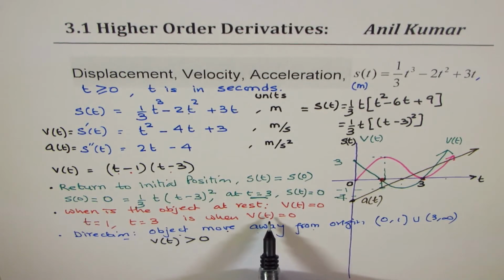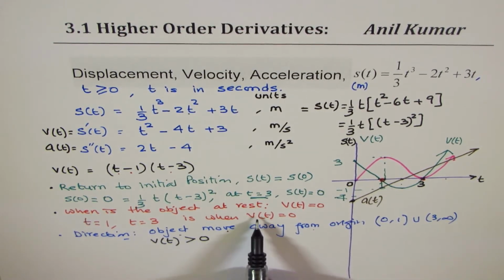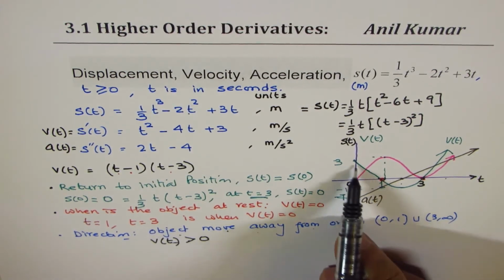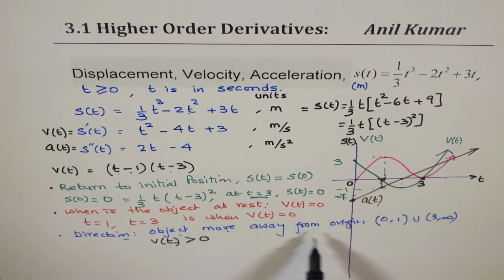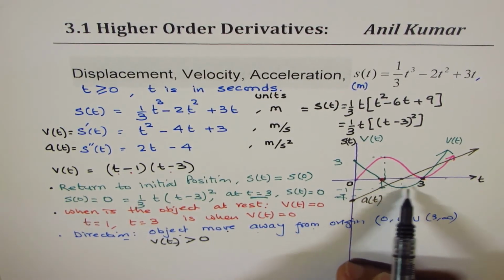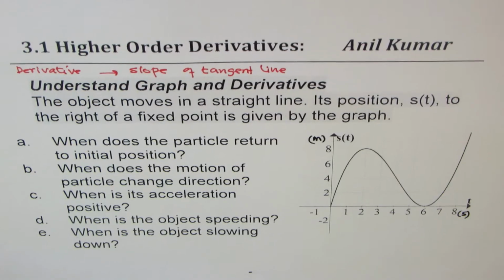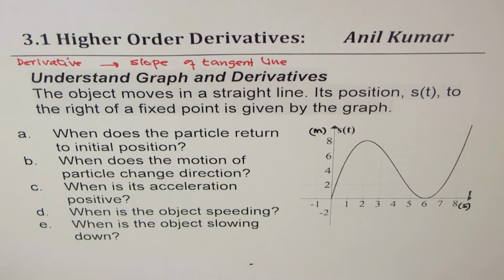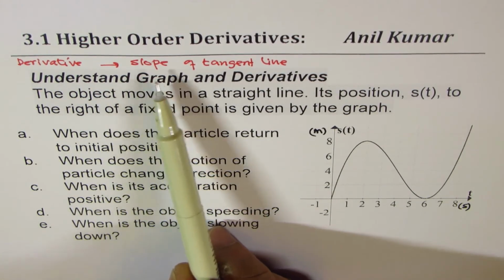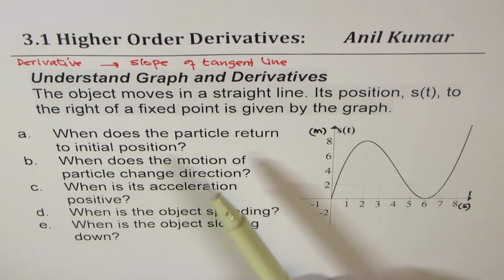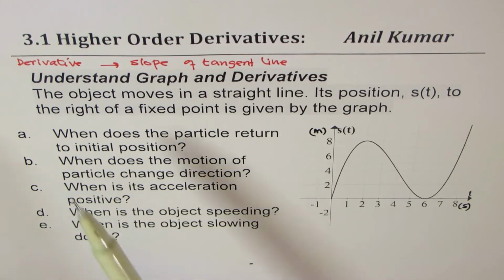In that case, the object moves away from origin. Correct? So if the object is at rest, then the velocity is 0. And if velocity is greater than 0, that means positive, the object is moving away from the origin. If the velocity is negative, in that case, it moves towards the origin, as you can see here. Perfect. Now let us explore higher order derivatives with the help of graphs. Derivative basically is the slope of the tangent line on any curve. So here we are given a curve. Based on this curve, we are going to answer all these questions, right?